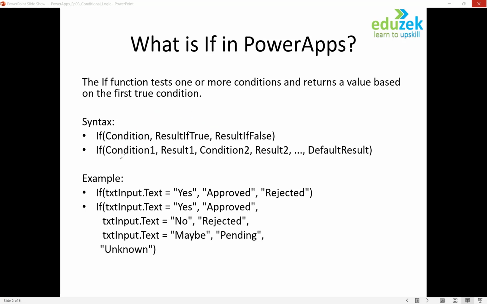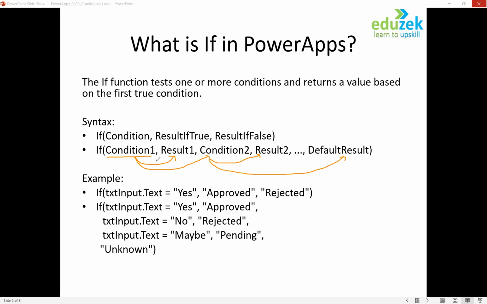If we have to check multiple conditions, then we have to use this nested if syntax. So condition 1, if condition 1 is true, result 1 will be returned. If condition 1 is false, then we're going to evaluate condition 2. If condition 2 is true, result 2 will be returned. If condition 2 is false, then default result will be returned.